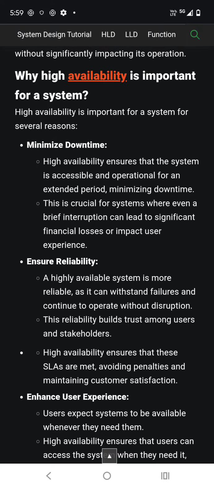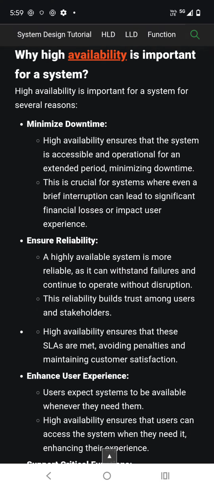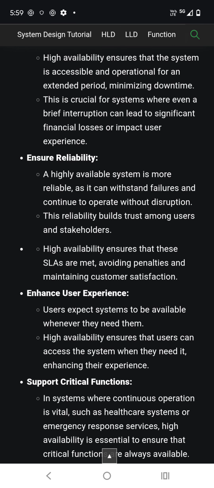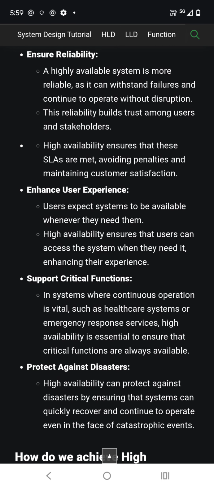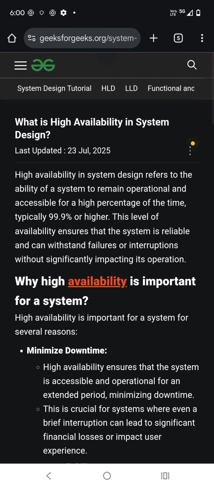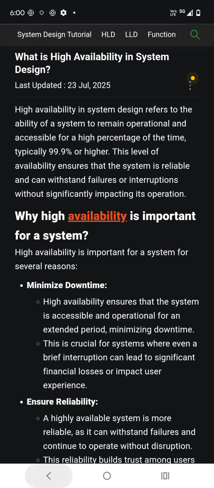In a highly available system, it is operational and the downtime is minimized. So we should always minimize the downtime. If your system is not up and online for 1 hour, then it is a big loss, right? That is why you should always reduce the downtime. And you should ensure reliability, enhance the user experience, support critical functions, and protect against disaster. All these things come under the availability section.